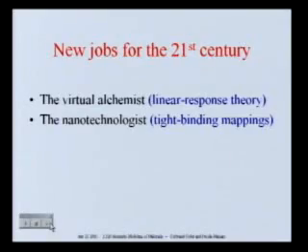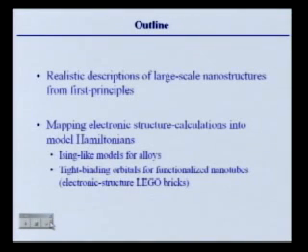So what you'll learn today is actually how to become an expert in two of these jobs for the 21st century. One is the virtual alchemist, and the one that is fancier, I think, is the nanotechnologist. There was probably an ad for GE a few months ago on TV in which there was a nanotechnologist marrying a supermodel. It was sort of fairly intriguing for all of us doing ab initio calculations.